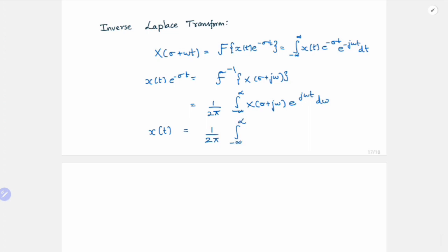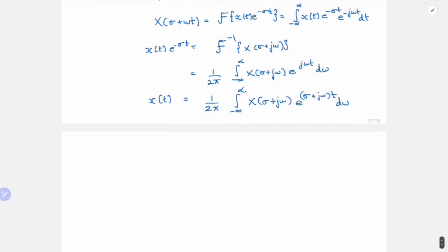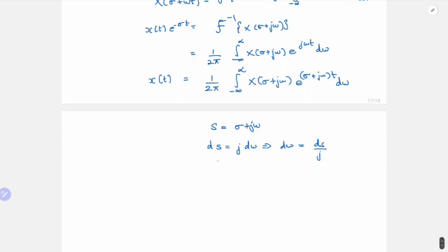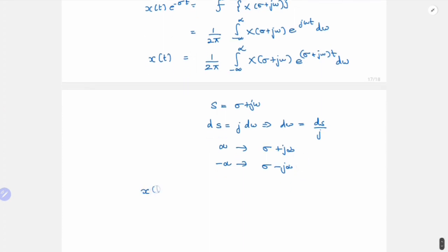this integration with respect to omega, so e power sigma t is just like a constant for this. So we get e power sigma plus j omega into t d omega. Now if I replace this sigma plus j omega with s, then my ds is j d omega, or d omega is ds by j, and my limits of integration, infinity, will be sigma plus j infinity, and minus infinity will be sigma minus j infinity.